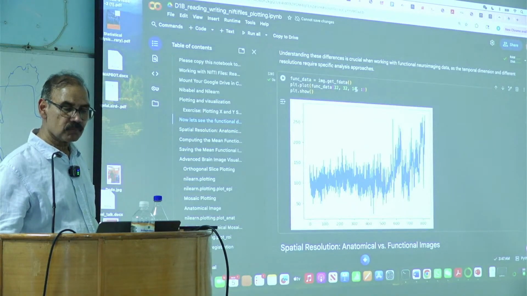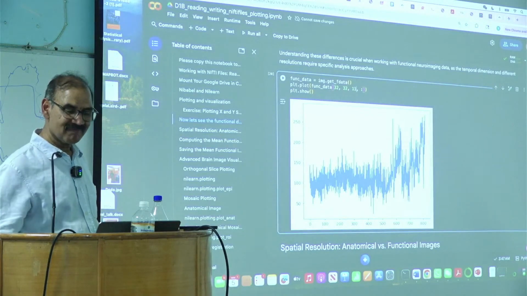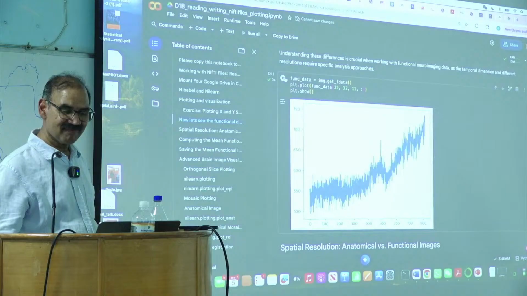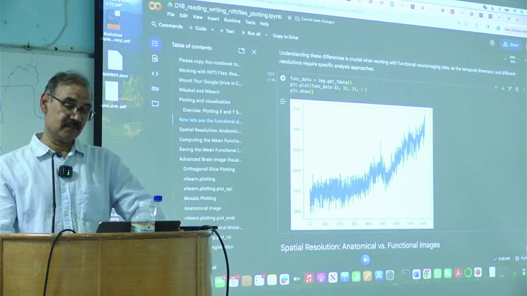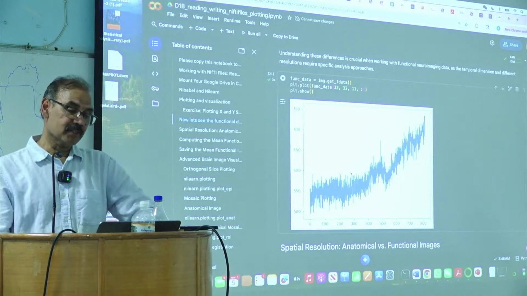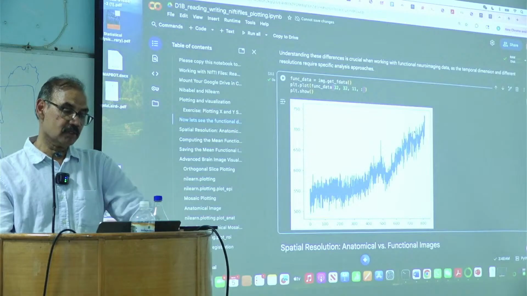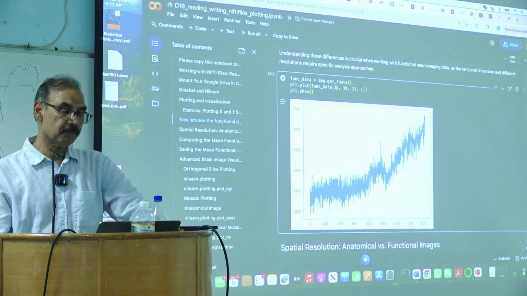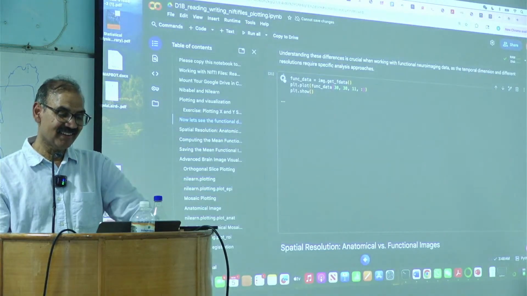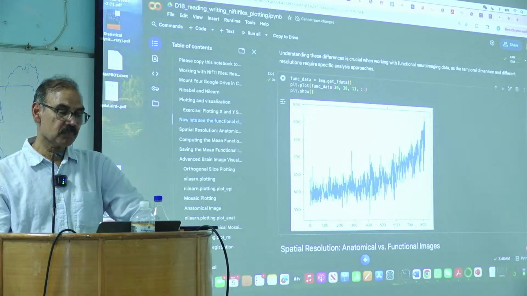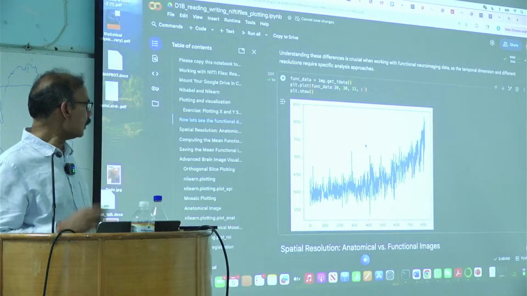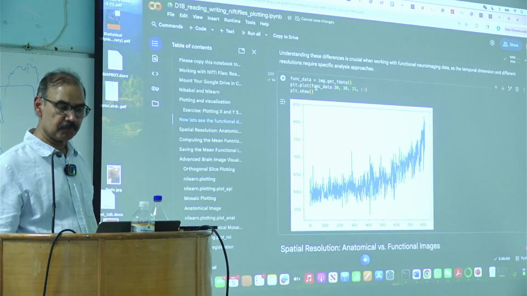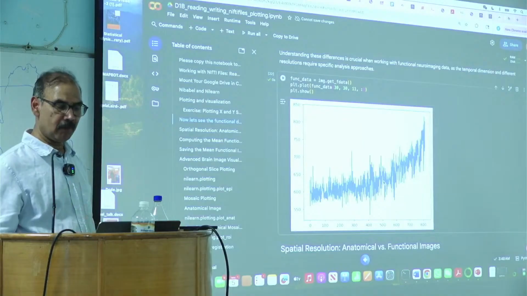Okay, so it shows that in the center there is this slow drift which is present. We can try some other voxels also, maybe 30. Okay, so this is one way in which you can look at the different coordinates and plot it, right?